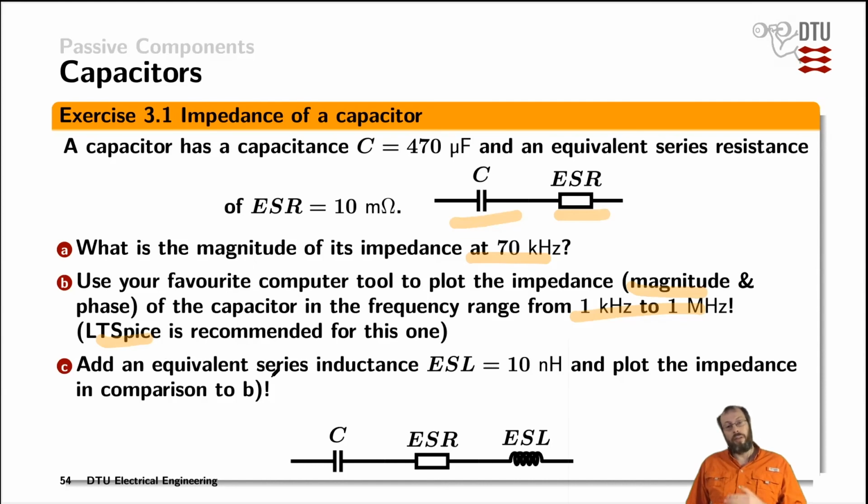If you prefer to use any other math tool or circuit simulator tool, feel free to use your own favorite tools. Now going one more step further towards a real capacitor and dropping the simplifications, we can add another inductor here, an equivalent series inductance of 10 nanohenry, and just compare what happens to the plots that we have plotted up here in the B part of the exercise.